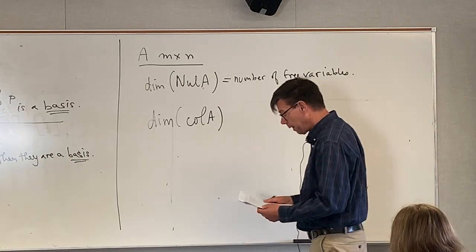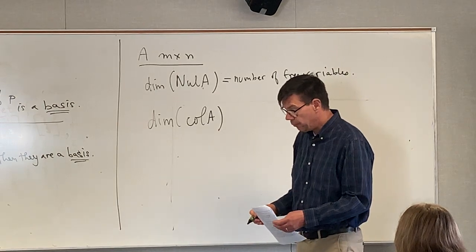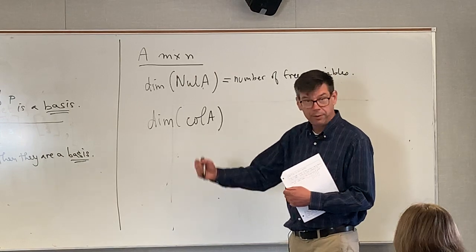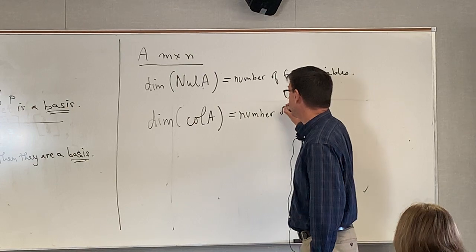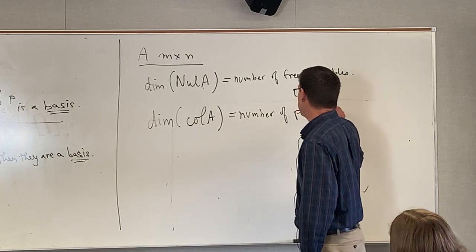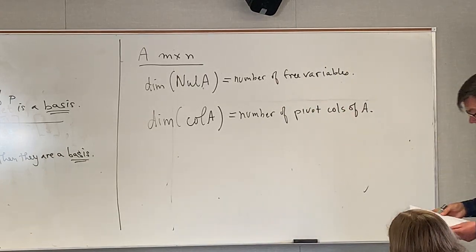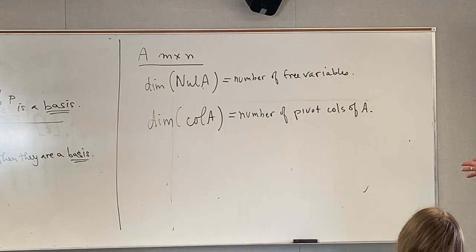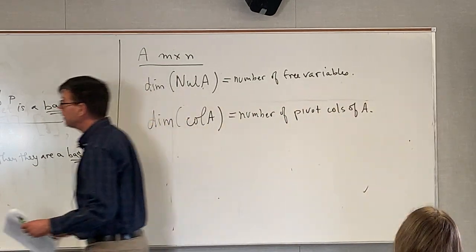And the dimension of the column space, well, we get basis vectors for the column space from each pivot column. So that's just the number of pivot columns. So that just sort of falls out of using what we already know about basis and now applying it to this concept of dimension of a space. And let's do an exercise.